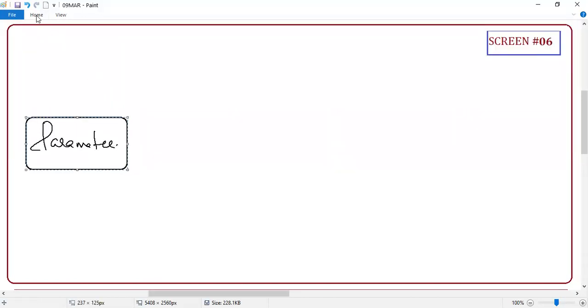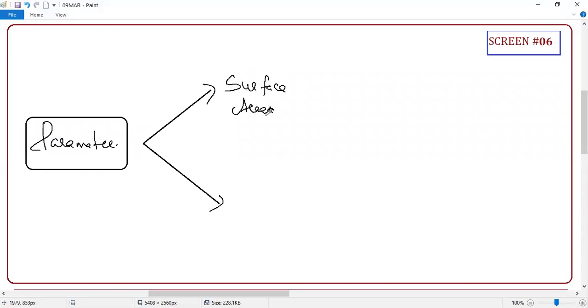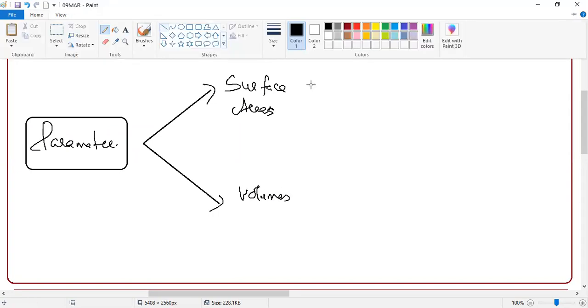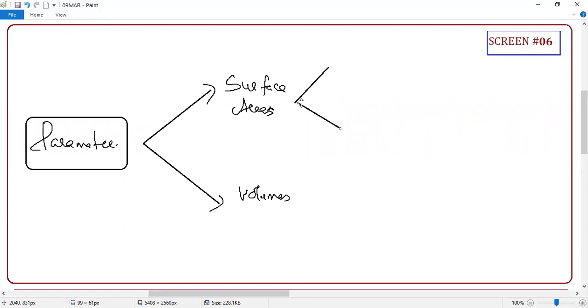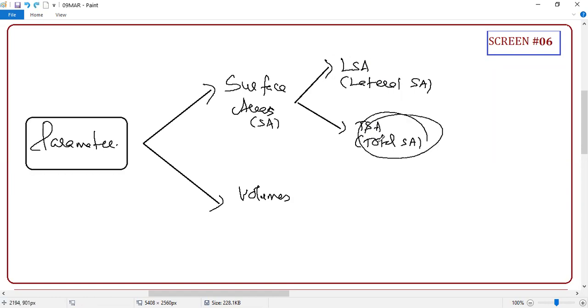Surface area and volume, my dear student. Right. But surface area is again classified into 2. Anyone knows that? TSA and LSA, sir. LSA, excellent. LSA stands for lateral surface area, and T stands for total surface area. Guys, can you tell me what is lateral surface area? What is total surface area?